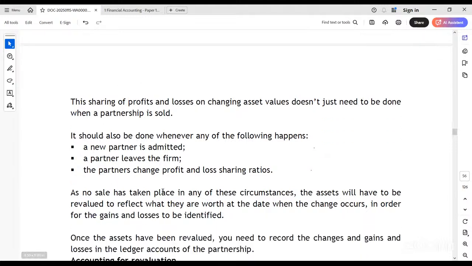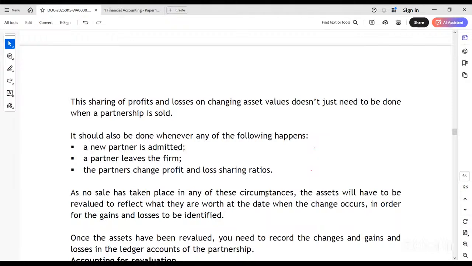As no sale has taken place in any of these circumstances, the assets will have to be revalued just to reflect what they are worth at the date when the changes occur. So any gain or loss as a result of revaluation has to be identified and accounted for. Okay? The gain has to be identified and accounted for.